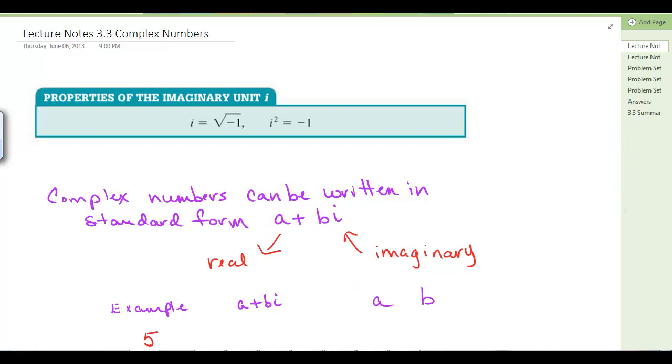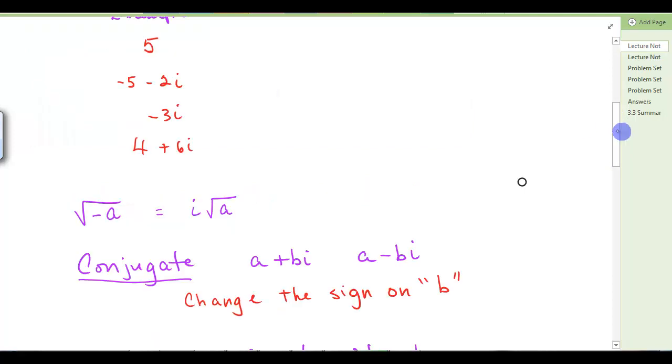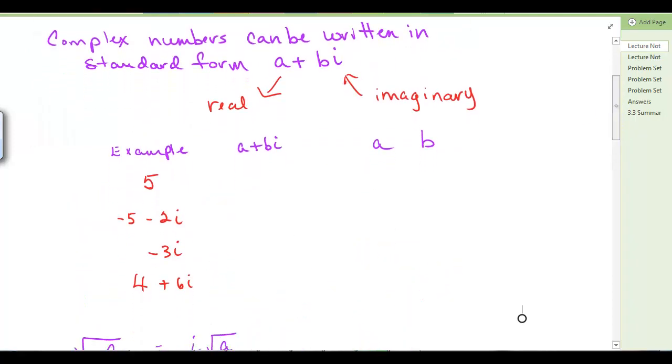Let's look at some examples here and see. I've got some examples of some regular numbers, and let's make sure we can write them as a complex number. So 5 we could write as 5 plus 0i, and -5 minus 2i is already in the right form. -3i, we could write as 0 minus 3i, and then this one is also in the right form.